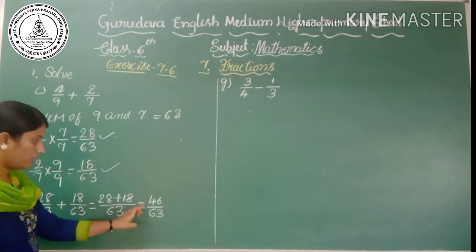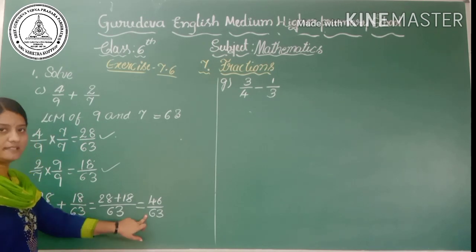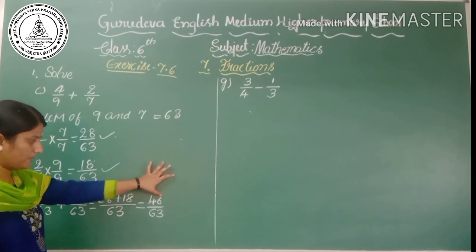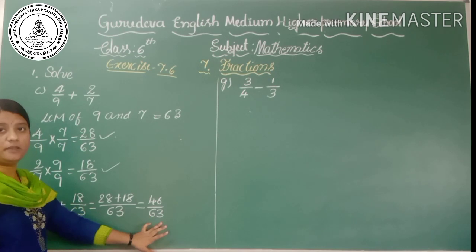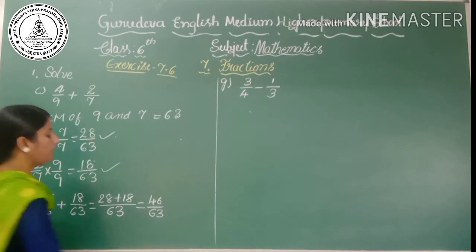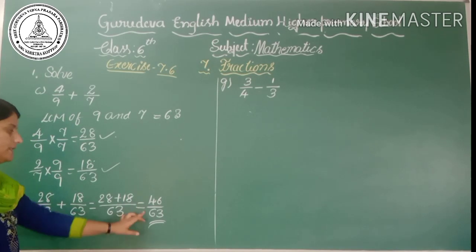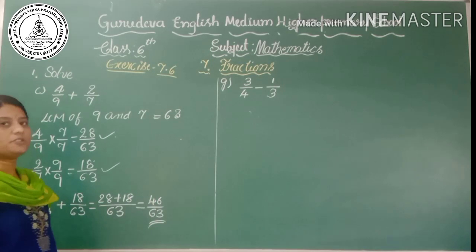Now you see here, can they be divided by the same number, 46 and 63? 46 is divisible by 2 but not 3. 63 is divisible by 3 but not 2. So this cannot be cancelled. Keep it in this form. So it is a proper fraction. Okay, then similarly do the G question.